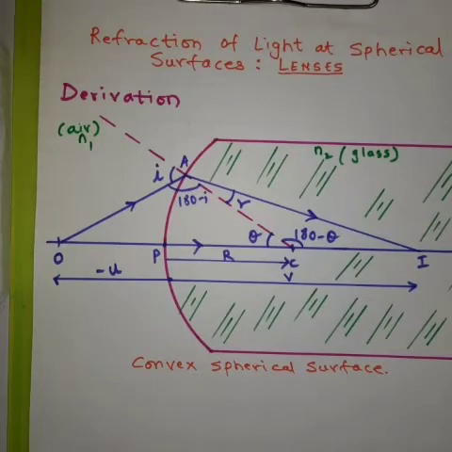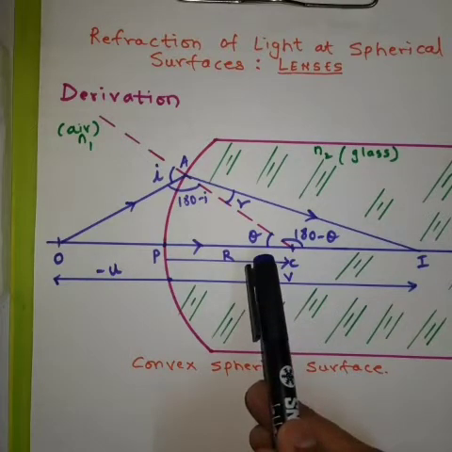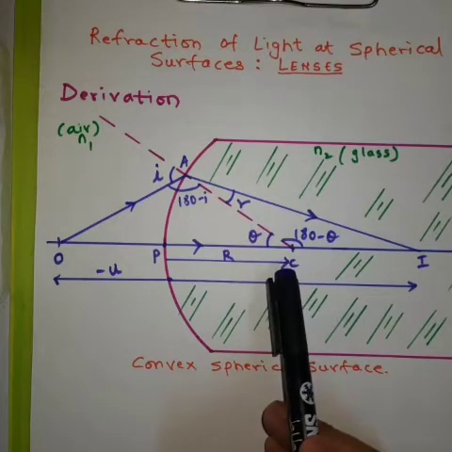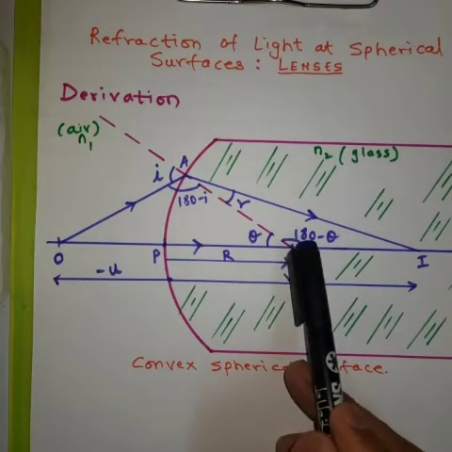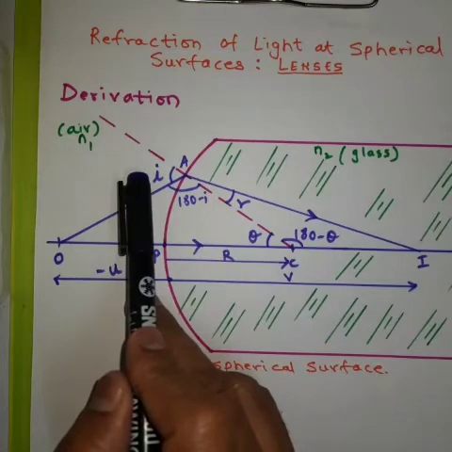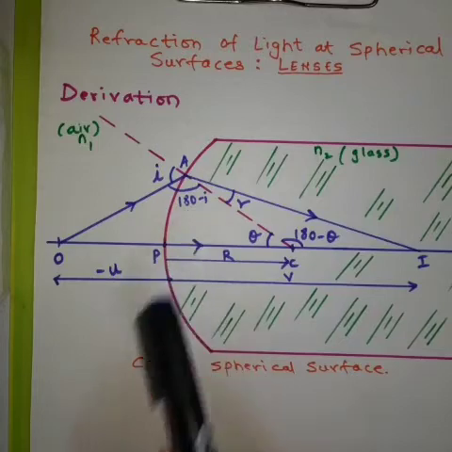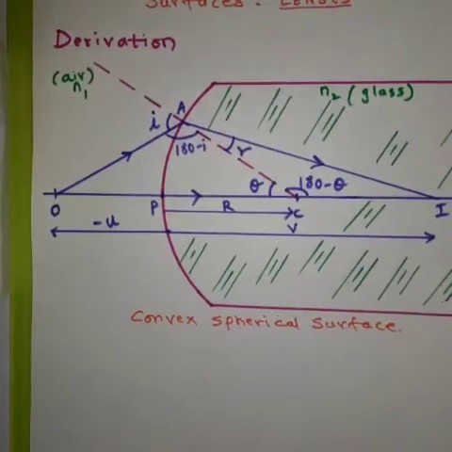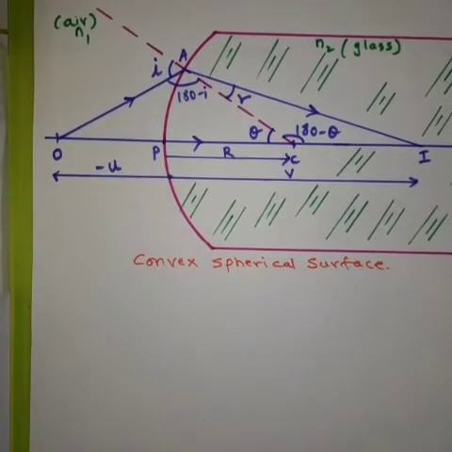So how will we derive the equation using this concept? Somewhere I have taken this angle as theta. Theta is the angle formed by the normal at the center of curvature. If this is theta, this will be 180 minus theta because of the linear pair. I have taken this as i, so this angle will be 180 minus i due to the linear pair. The derivation is very simple, need not worry. I'll show you certain shortcuts for how to derive this equation.